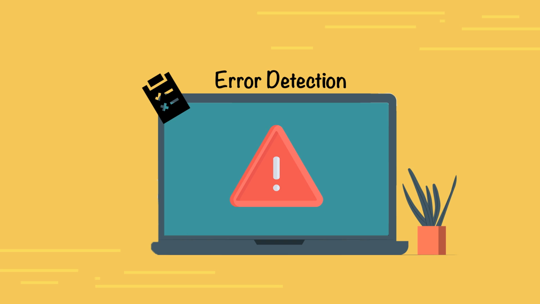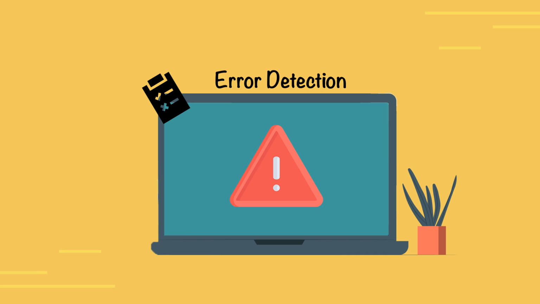Error detection. Errors may occur within the operating system. Errors may occur within the CPU, memory hardware, input-output devices, and in the user programs. For each type of error, the operating system takes adequate action for ensuring correct and consistent computing.